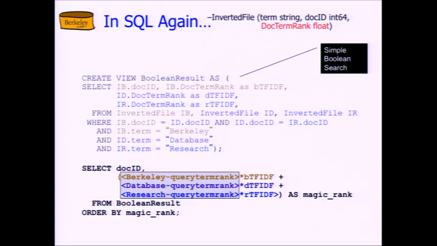Question. So we want the highest. Yes, we want the highest things to be at the top, so it's descending order. And that's the magic ranking function. It's just the doc term frequency of the cosine similarity. Okay, so it's not magic anymore. It's just math. Question.